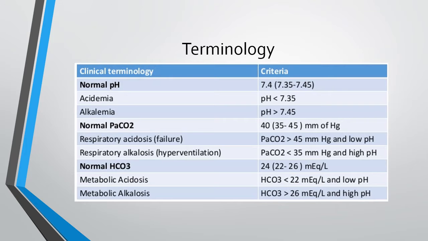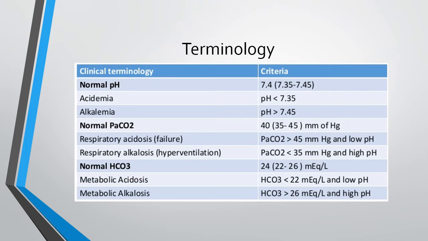Firstly, the normal pH. pH, as I mentioned before, is 7.35 to 7.45. That's the range, and the normal value is 7.4. Next, I'll talk about the normal things first, then we'll talk about the abnormal things. So first, normal pH I've covered.